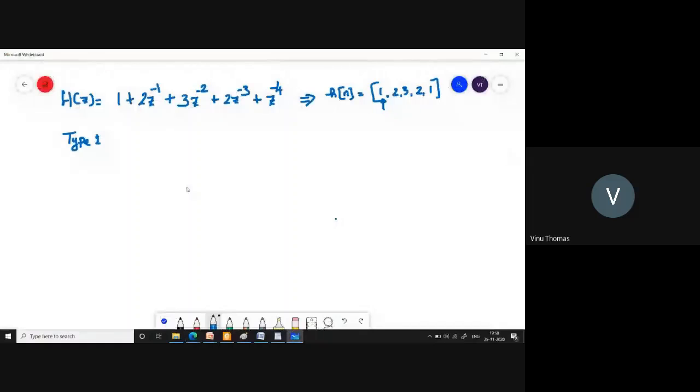Right. So we have a filter H of z given by 1 plus 2z raised to minus 1 plus 3z raised to minus 2 plus 2z raised to minus 3 plus z raised to minus 4. Now, can you tell me what type of filter this is? So this implies that h of n is equal to 1, 2, 3, 2, 1. What is the kind of filter that you have now?